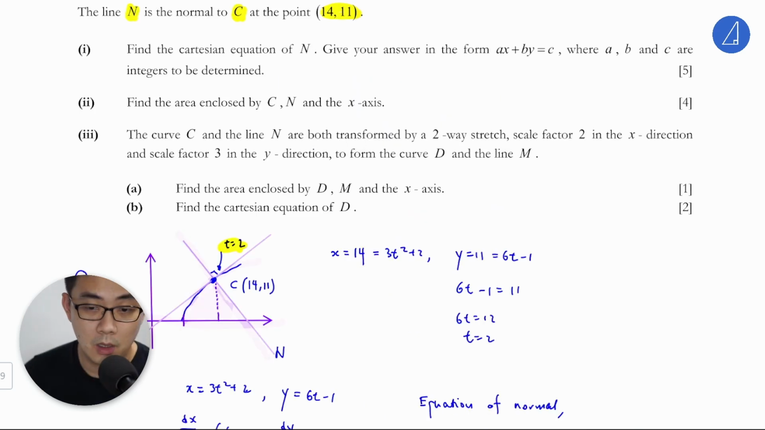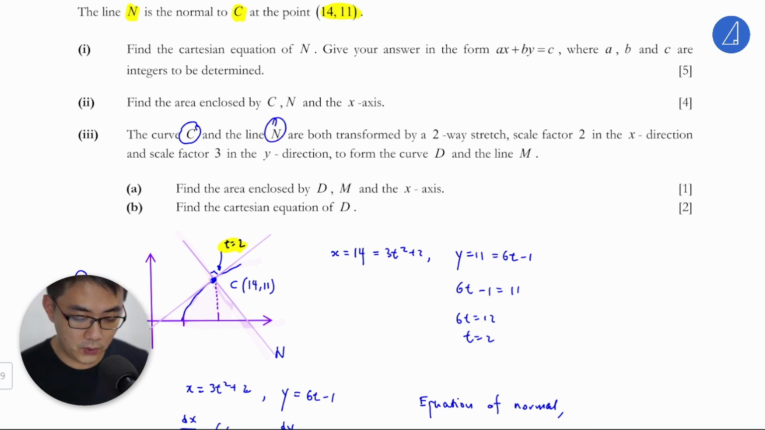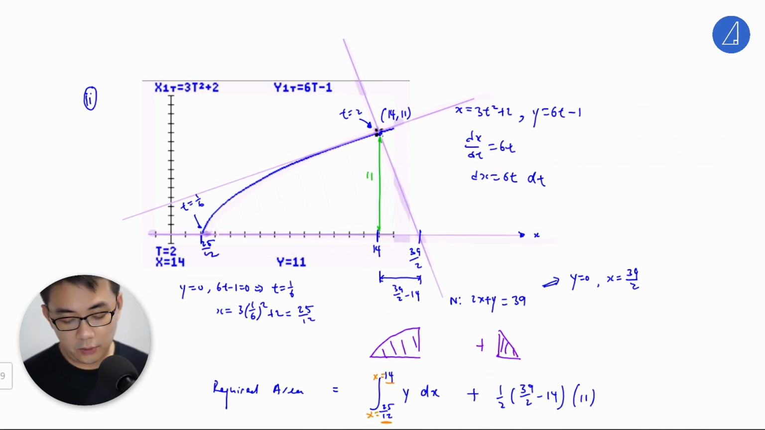Let's look at part 3a. The curve C and the line N are both transformed by a two-way stretch, scale factor of 2 in the x direction and scale factor of 3 in the y direction. Meaning they will do a two-way stretch to form the curve D and line M. Find the enclosed area by D and M at the x-axis. So essentially, everything will be stretched in the same direction.